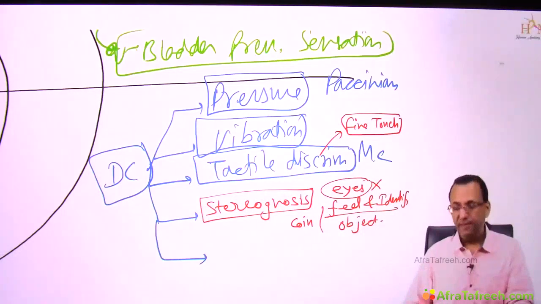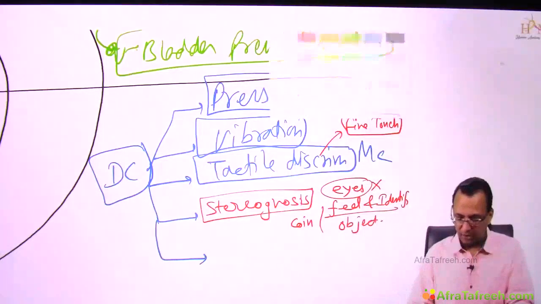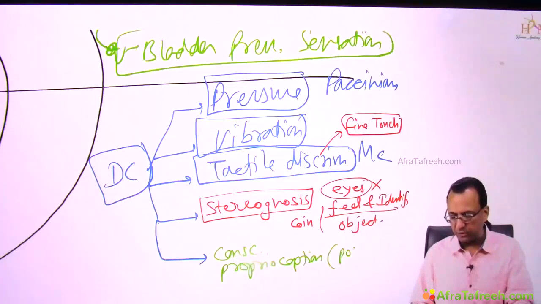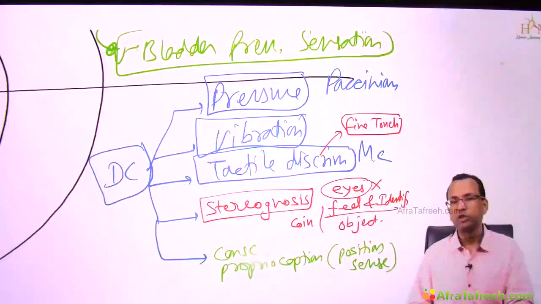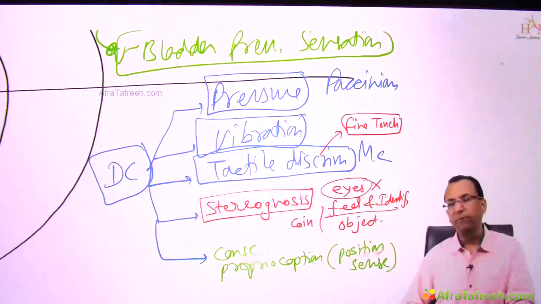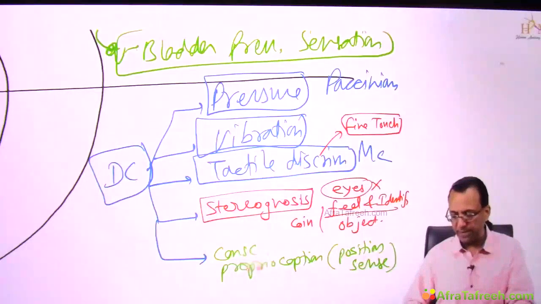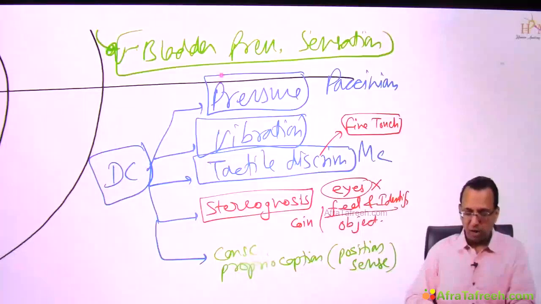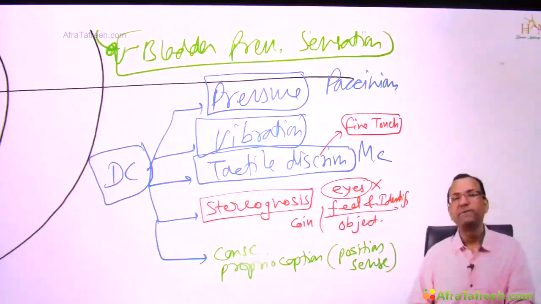What else is it carrying? It is also carrying what is called conscious proprioception. I know proprioception is position sense. But why are you telling it is conscious? Because it is reaching the conscious level, the cerebrum, area number 1, 2, 3, carried by the dorsal column. So the dorsal column also carries a few fibers for position sense, proprioception, and that is conscious proprioception, because the dorsal column carries all these sensations to the cerebrum. You remember?